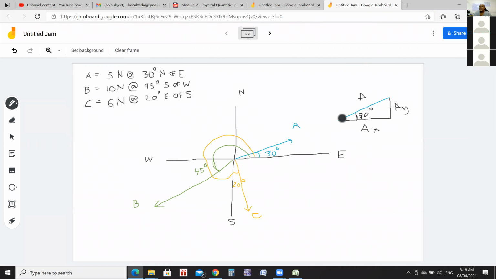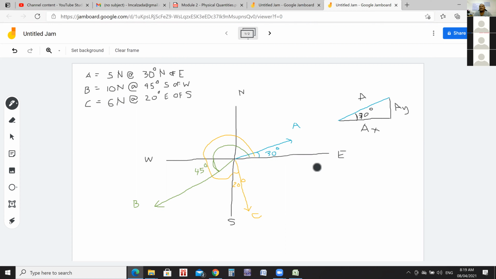Let me explain. One vector, which is vector A, can be represented into two vectors. Anyway, AX plus AY is just equal to A. We get the components of the vector. Then we just solve for AX and AY.